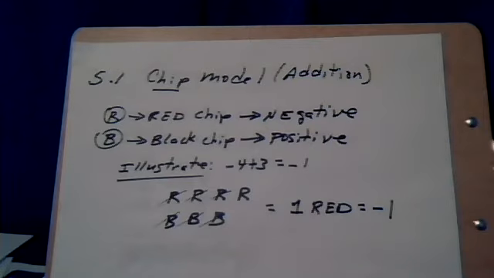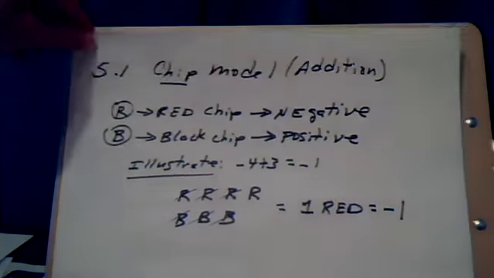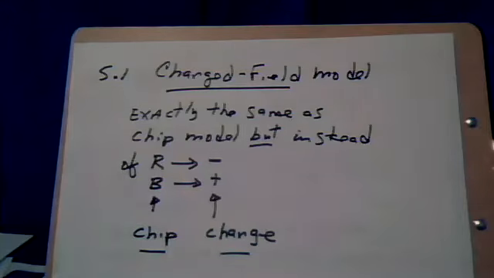So you have -4, so there's 4 red, +3, 3 black. A red cancels a black. When all the canceling is done, you're left with 1 red, which means it's -1. Charge field, it's exactly like the chips, but instead of saying R and B, you say negative and positive.